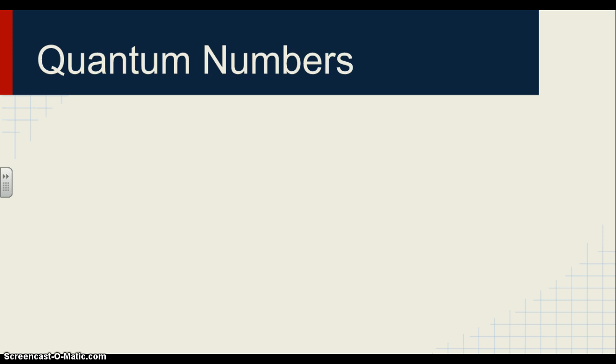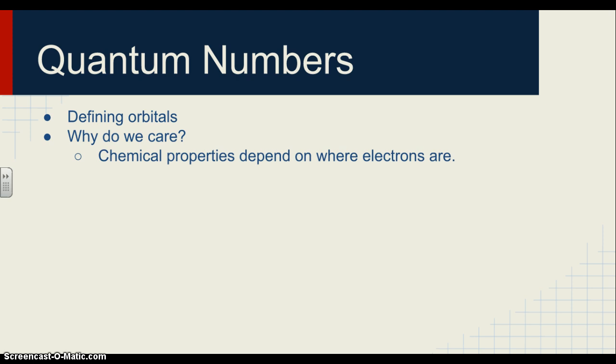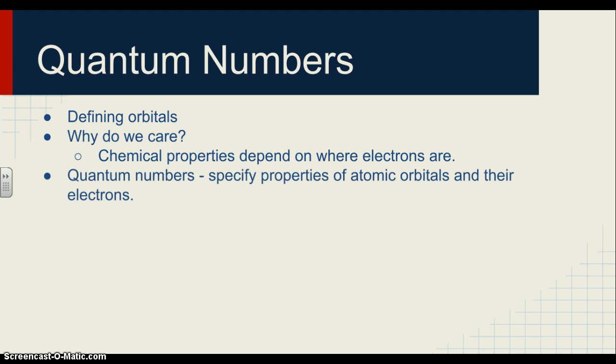Okay, so combining the ideas of these three guys, we've got the idea now that electrons can be found in orbitals. But before we can talk more about them, we've got to talk about how to name them. And we're going to name those with quantum numbers. First of all, might as well say, why do we care? Because the chemical properties of an element depend on where we find those electrons. So again, these quantum numbers, they're going to specify the properties of the atomic orbitals and the electrons inside of them.